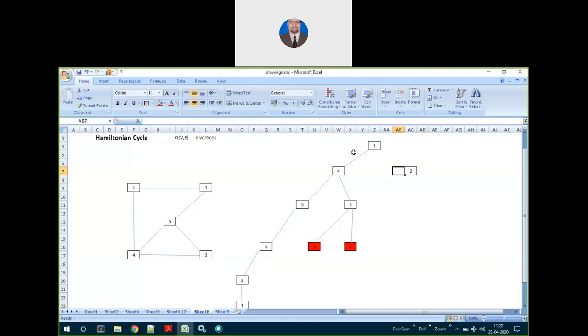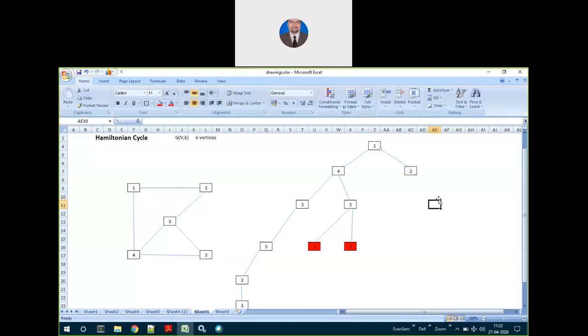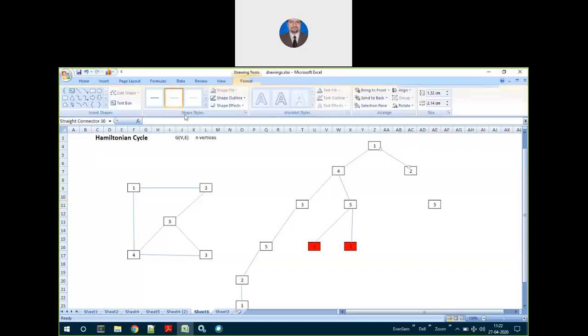So let us join the edge between 1 and 2. So 1 and 2 are joined over here. From 2, where else can I go? I can go to 5 here. So this time I will choose vertex 5. So vertex 5 I will visit. Then let me join the edge between 2 and 5. So 2 to 5 I visited.